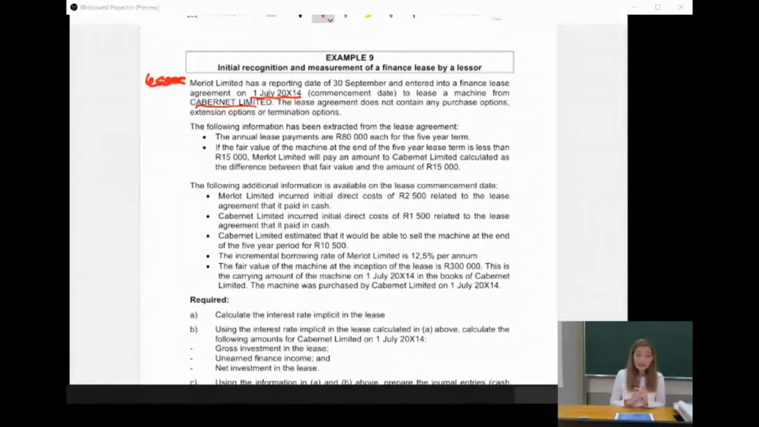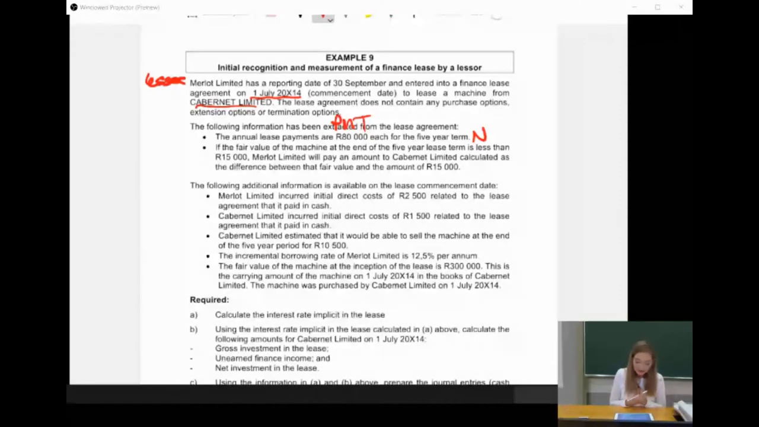So commencement date is the 1st of July 2014. The Cabernet Limited is the lessor. No purchase options, extension options, or termination options. Now we see from the lease contract that the lease payments are 80,000 Rand each. So that's my payment amount for a 5-year term. So that's our N. N is 5.